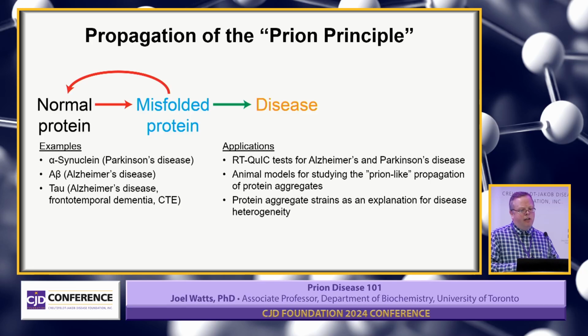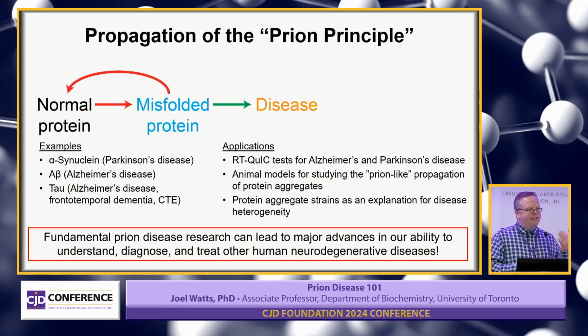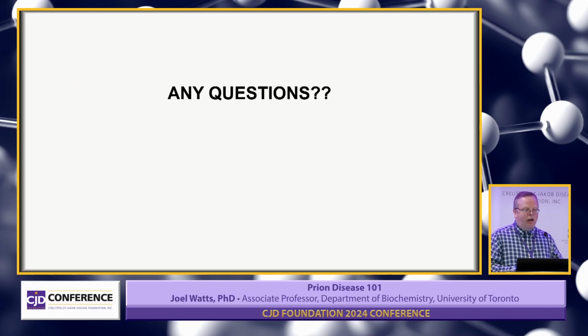by alpha-synuclein and diseases caused by tau. And so I'll end by saying that fundamental prion research, because all of this has been rooted in our understanding of prion diseases, has had a disproportionately positive effect on not just our ability to understand, diagnose, and treat prion diseases, but to our ability to understand, diagnose, and treat other more common neurodegenerative diseases as well. And so with that, I'll end, and then Brian and I will be happy to take any questions. Thank you.